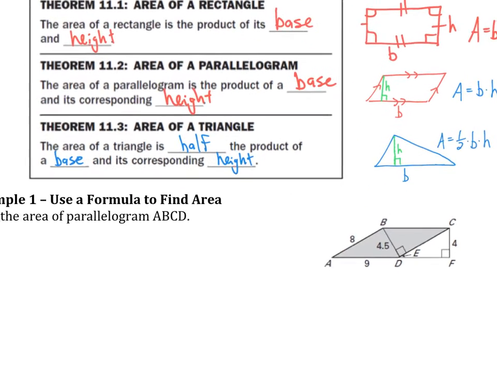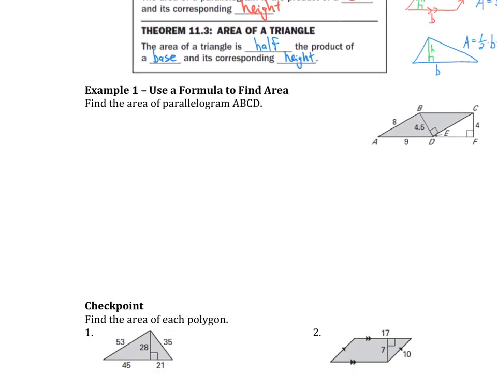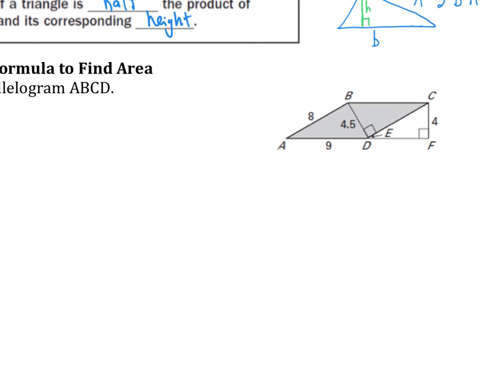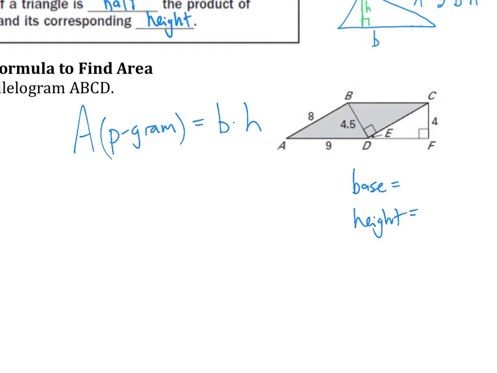Okay, so let's practice these formulas a little bit. Example 1 says use a formula to find the area. Find the area of the parallelogram ABCD. So here's ABCD. All right, so the area of a parallelogram is equal to the base times the height. So we have to find out what is our base and what is our height. So the base is one of the parallel sides. So if you pick the base to be 9, which is what I would pick.